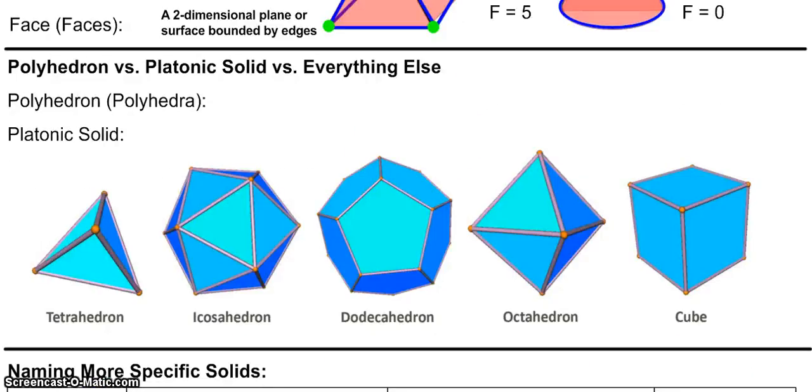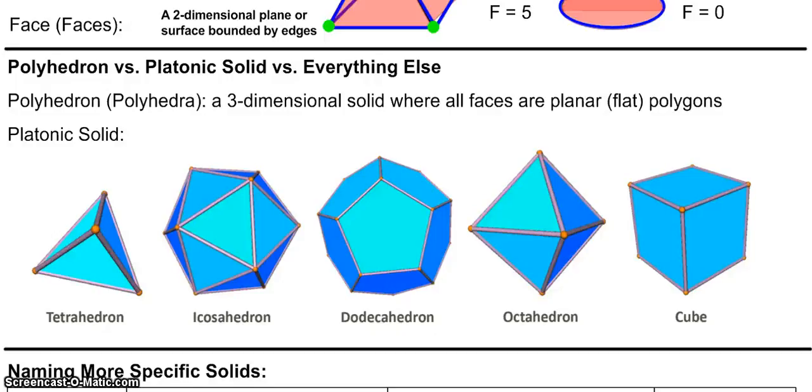So, what's the difference between a polyhedron, a platonic solid, and every other kind of solid? A polyhedron, or plural polyhedra, is a three-dimensional solid where all faces are planar or flat polygons. For example, all of the solids you see below are polyhedra because all of their faces are made of polygons. Triangles, pentagons, squares, as you can see over here with the cube.